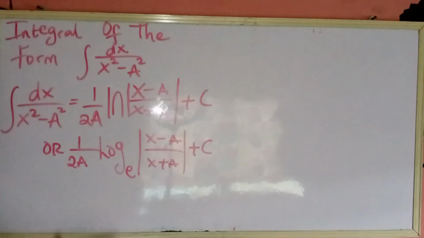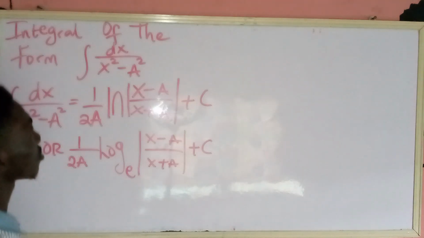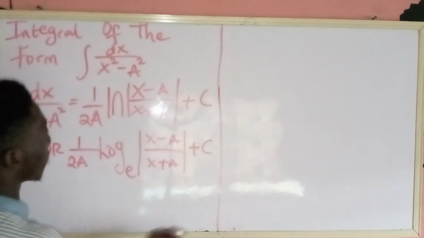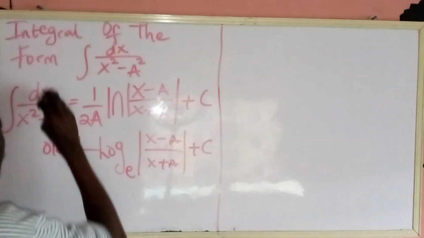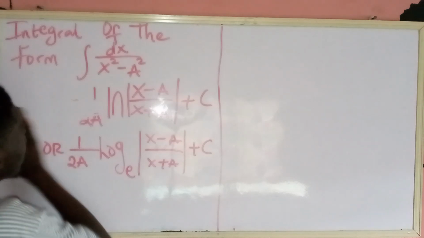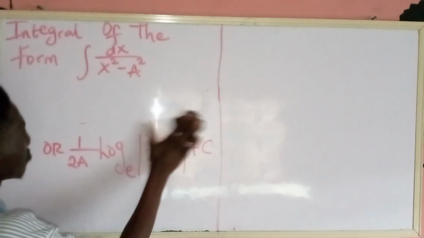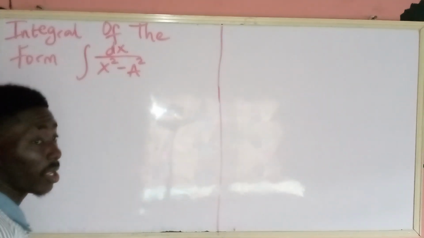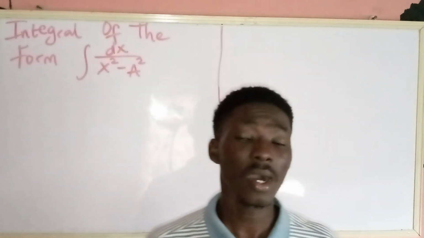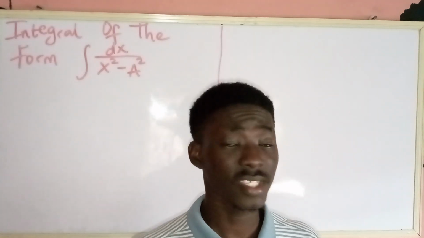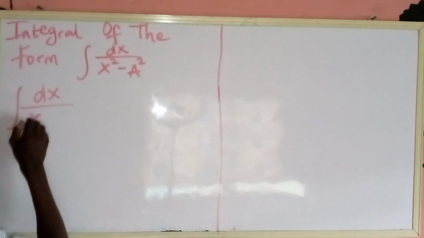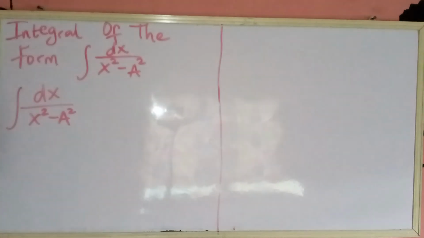So let's see how we got to this. How do we get to this? Let's go on to that. In this type of integral, we use what we call partial fractions to solve it. So in this case, here you have 1 over x squared minus a squared.